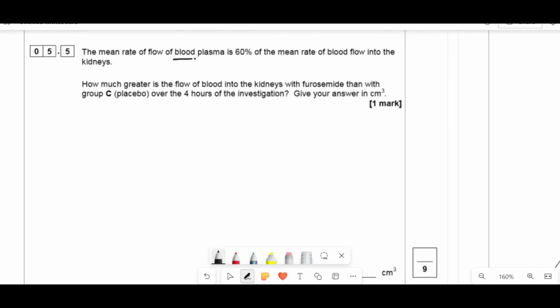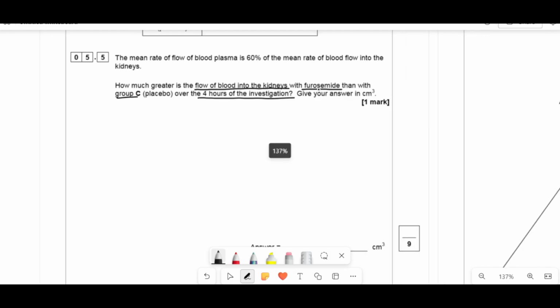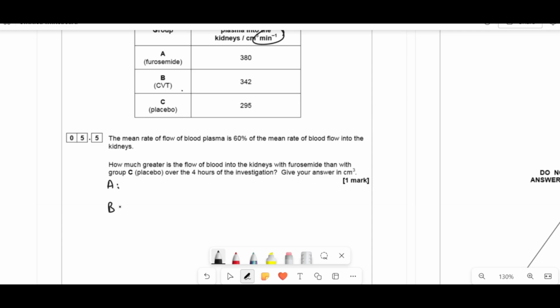The mean rate of blood flow plasma is 60% of the mean rate of blood flow into the kidneys. How much greater is the flow of blood into the kidneys with furosemide than with group C over the 4 hours? Give your answers in centimeters cubed. So for A and B, per minute, it's 380 for the plasma and then 295 for the placebo. So we want to do it for 4 hours. We're going to do 380 times 4 times 60, because we want 240 minutes, right? So that gives you 91200, and then for this one it's 295 times 4 times 60, which gives you 70800, right? But that's the plasma.